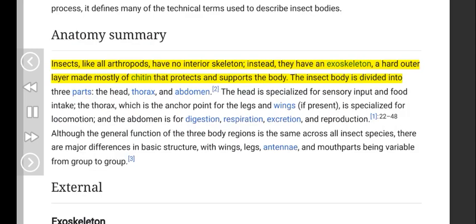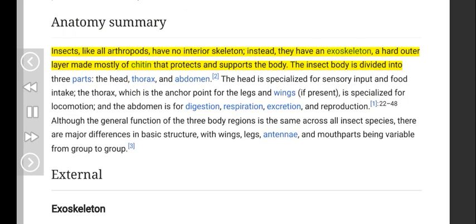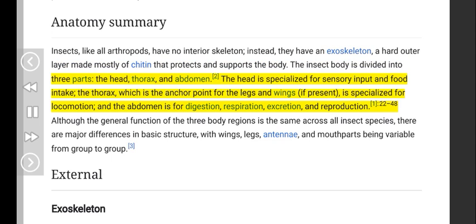Insects have no interior skeleton. Instead, they have an exoskeleton, a hard outer layer made mostly of chitin that protects and supports the body. The insect body is divided into three parts: the head, thorax, and abdomen. The head is used for sensory input and food intake. The thorax, which is the anchor point for the legs and wings, if present, is specialized for locomotion, and the abdomen is for digestion, respiration, excretion, and reproduction.